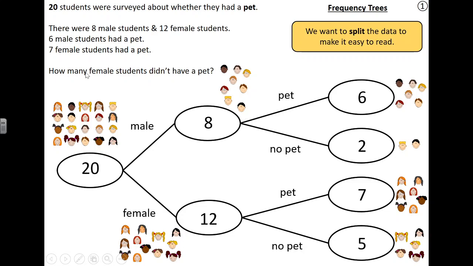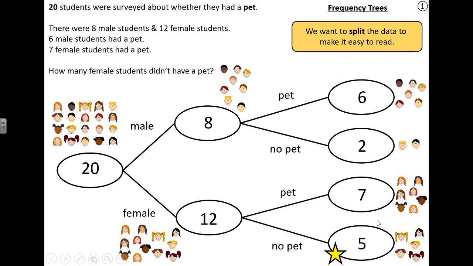And the question was, how many female students didn't have a pet? And we can see now that the answer would be 5. So this is a frequency tree. It breaks the population down using branches, so we can read the information quickly.